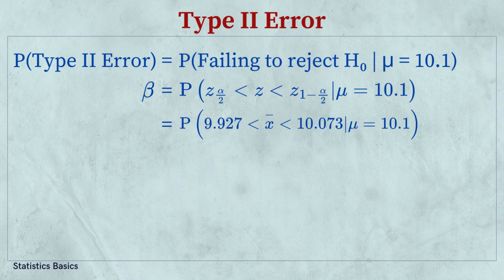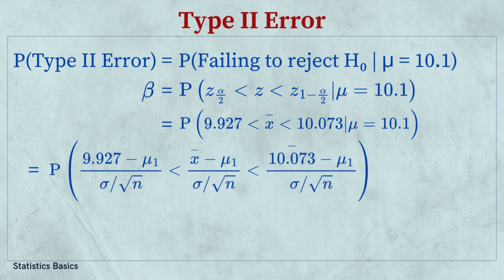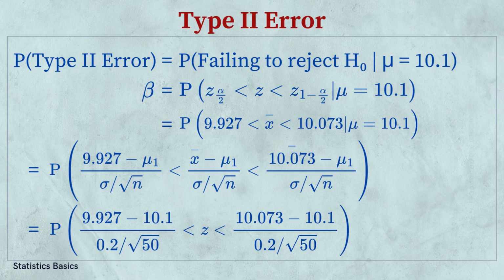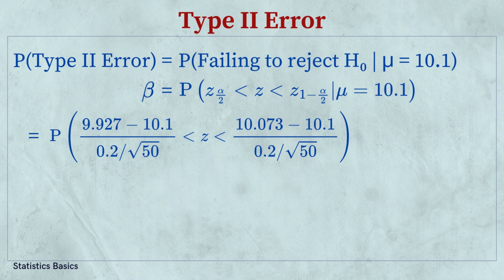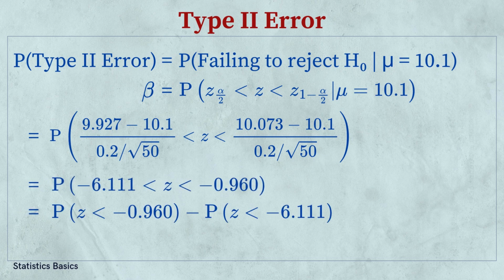Now, with a sample size of 50 and assuming a true mean of 10.1 millimeters, they calculated the probability of a Type 2 error by determining the chance of the sample mean falling within this acceptance region. To do that, they first calculated the Z-score corresponding to this alternative true mean, taking into account the standard error based on the sample size and known population standard deviation. These Z-scores determine the probability of observing a sample mean within the acceptance region, 9.927 to 10.073 millimeters, given that the true mean had shifted to 10.1 millimeters.